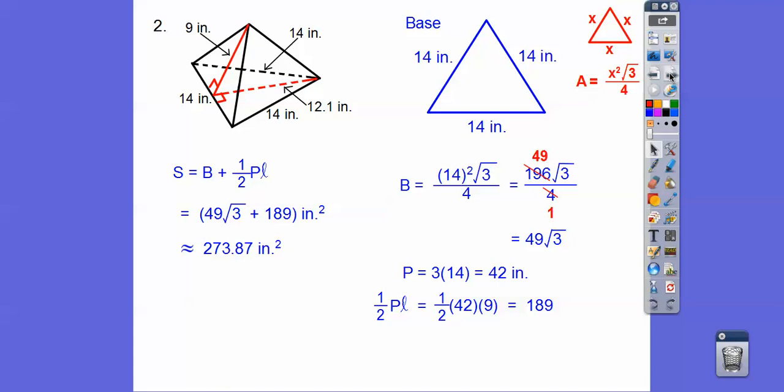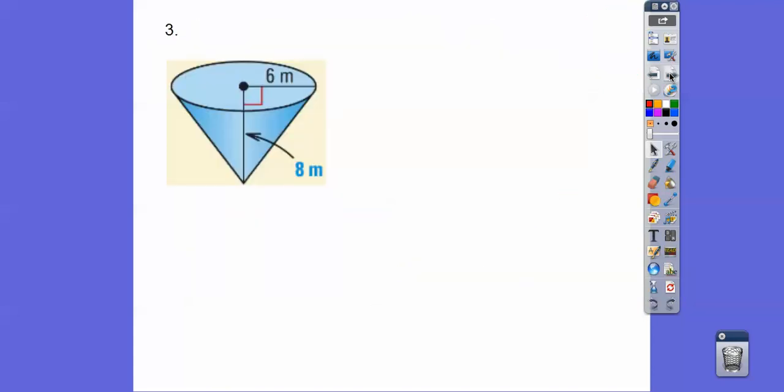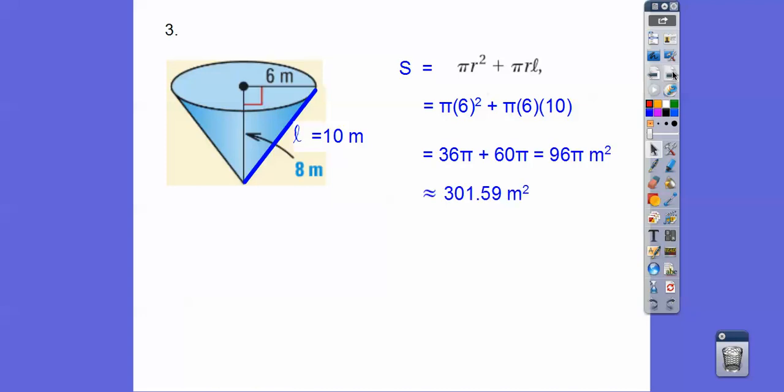Okay, let's do a quick cone. So pi r squared plus pi rl. We need to get this slant height right there. You can use the Pythagorean theorem if you want. 6 squared plus 8 squared equals 10 squared, or recognize it's a 6, 8, 10 triple right there. It's a 3, 4, 5 multiple. This is 3 times 2. This is 4 times 2. So this would be 5 times 2. Okay, all right. So pi r squared plus pi rl. L is 10. So this one's easy. Just plug them in and then crank it out. We get 96 pi, or about 301.59.